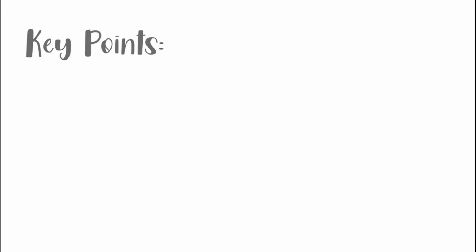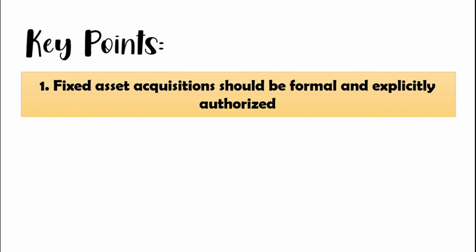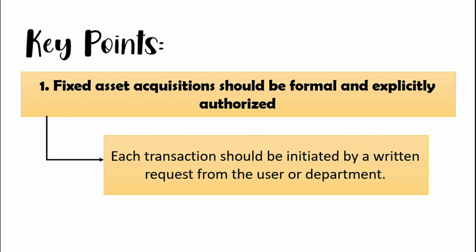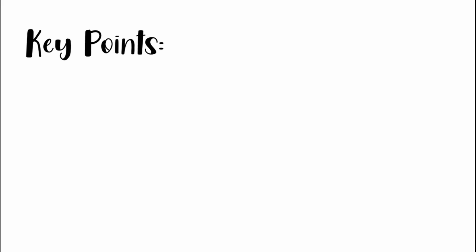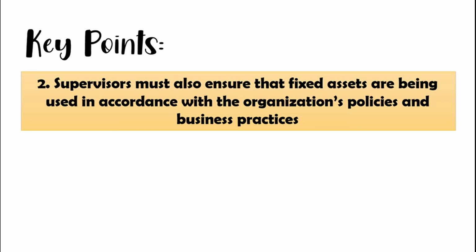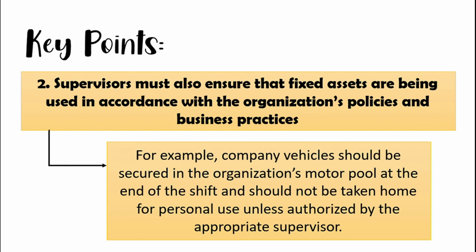To conclude, these controls should be remembered. First, fixed asset acquisitions should be formal and explicitly authorized. Each transaction should be initiated by a written request from the user or department. Second, supervisors must also ensure that fixed assets are being used in accordance with the organization's policies and business practices. For example, company vehicles should be secured in the organization's motor pool at the end of the shift and should not be taken home for personal use unless authorized by the appropriate supervisor.